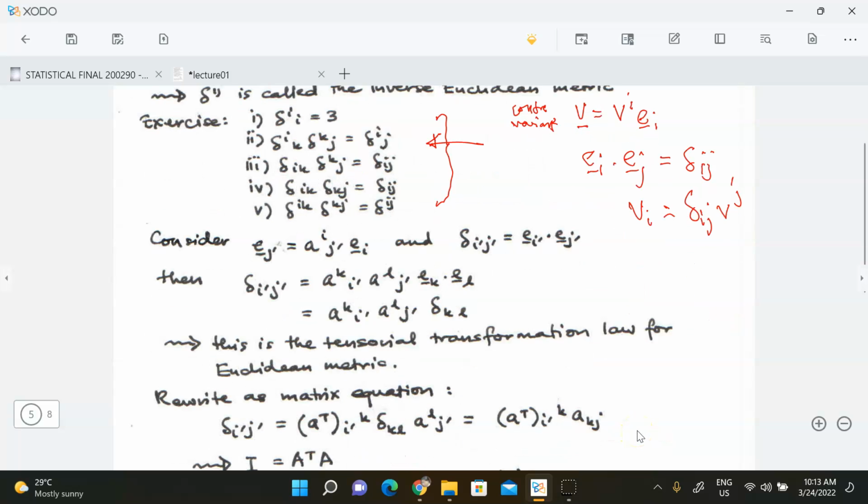Right. And now we go to the transformation methods. Now we have, why is it the same thing?